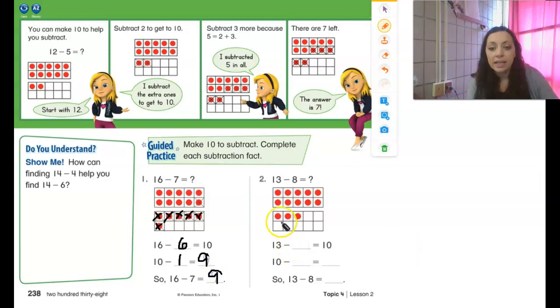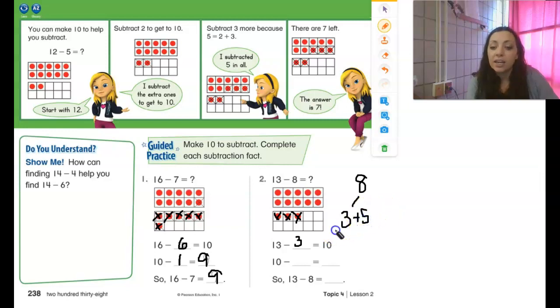So I want to get to 10 first. So I'm going to take off 1, 2, 3. Okay, so I took off 3. Now I'm taking away 8 in all. So let's think about the number 8. The number 8 is 3 plus how many more? Let's think about that. 3 to 8. 3, 4, 5, 6, 7, 8. It's 3 plus 5 more.